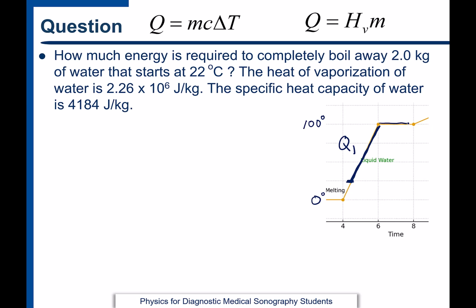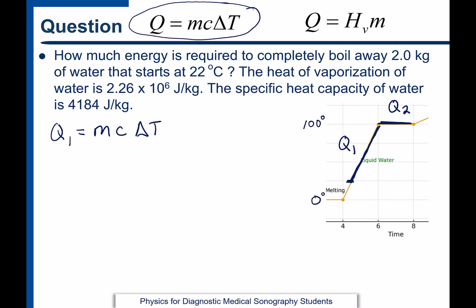And then the amount of heat we need to add to turn that water entirely into a gas or vapor is going to be Q2. So very similar to the way we approached the last problem. Let's start with figuring out Q1. That's going to use this equation because that's the amount of heat to change the temperature of a substance. So we've got mc delta T.